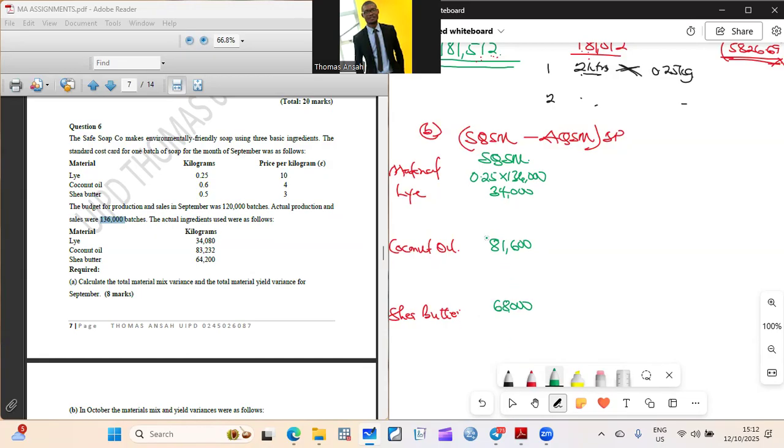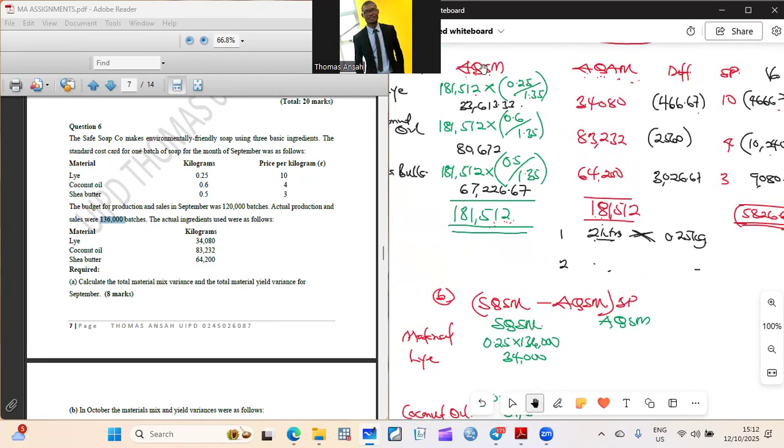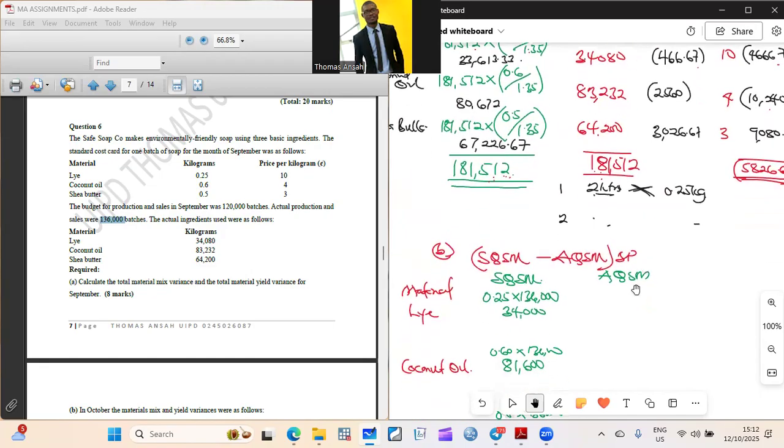So for some of you wondering how we got this, that one will be 0.60 multiplied by 136,000. This one will be 0.5 multiplied by 136,000. But AQSM is not something you need to work for. You already have it. You did it when you were solving this one. AQSM. Have you seen that? So you just do copy and paste.